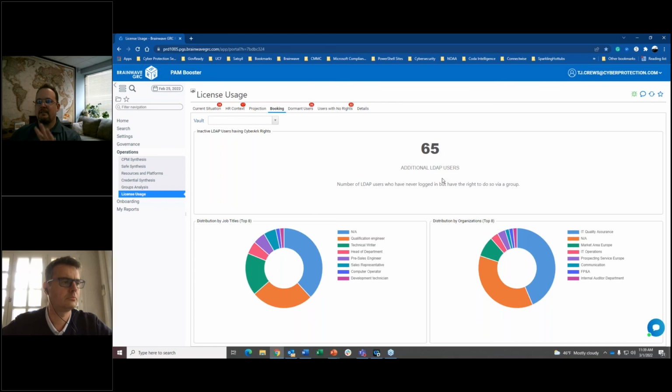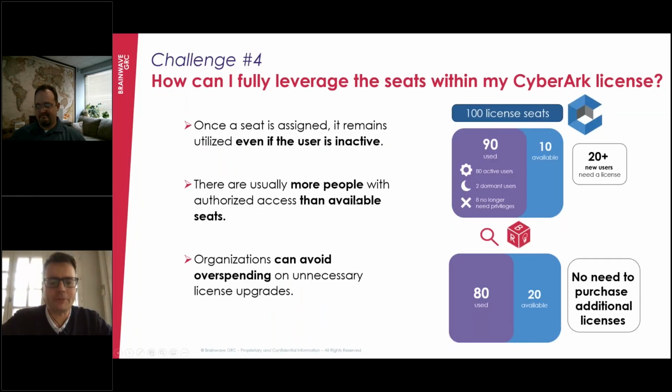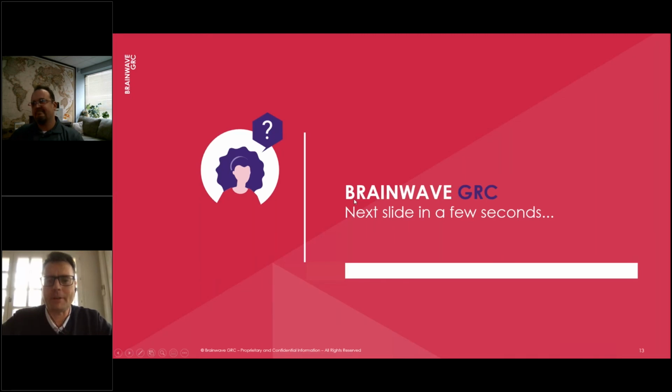So there's lots of savings, lots of ways to optimize CyberArk all the way around. Last time I'm going to ask, I promise, Cyril, is there anything I missed? I don't think so. No, thank you, TJ. That was very informative. And I think also the end of this very short glimpse into PAM Booster.